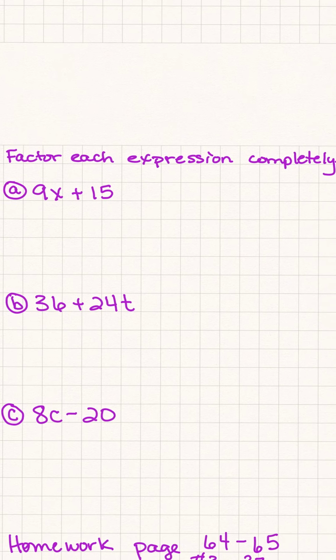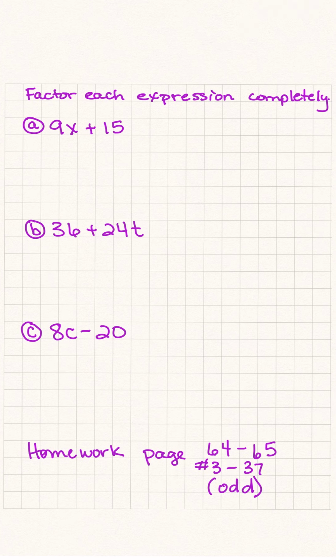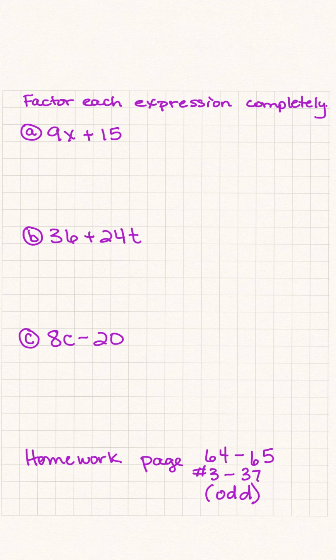So we want to factor each expression completely. So we have 9x plus 15. 3 goes into both 9 and 15. Does anything higher than that go in? Not too many other numbers go into 9, so let's stick with 3. So we're going to pull 3 out. Dividing by 3, that's going to leave us with 3 times 3x plus 5.